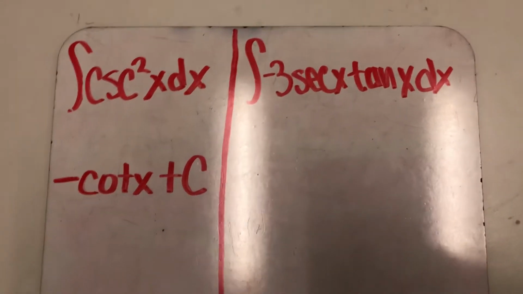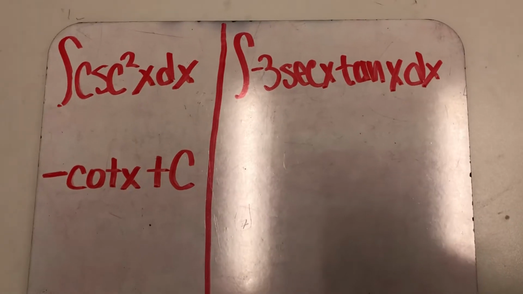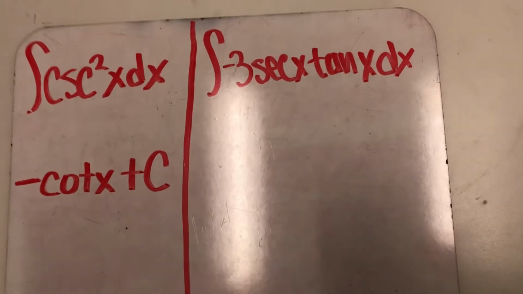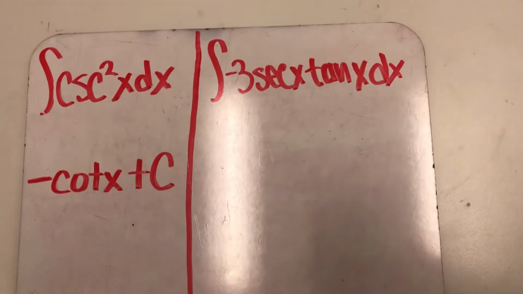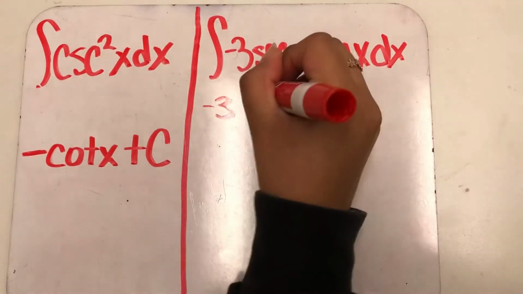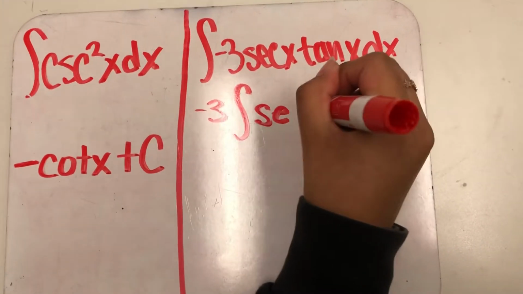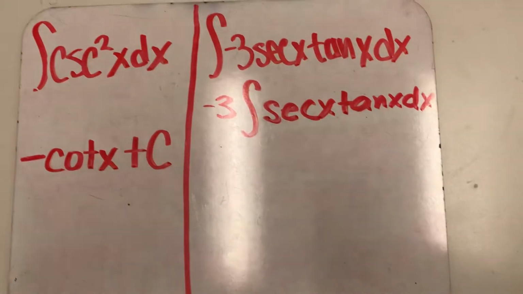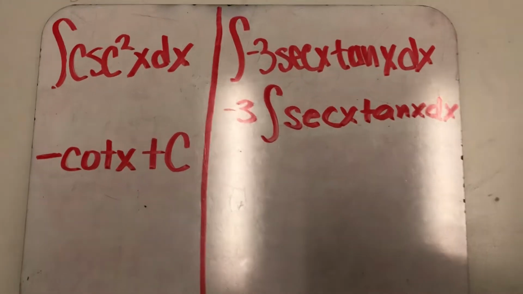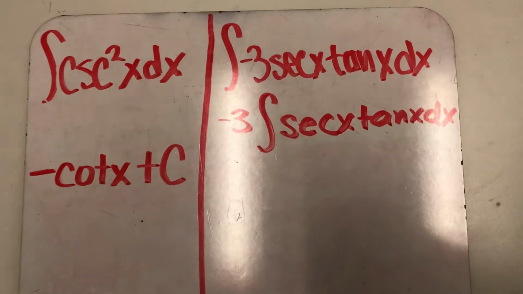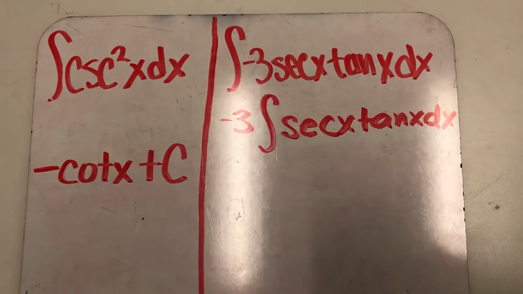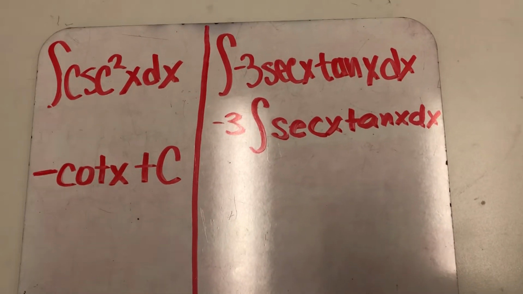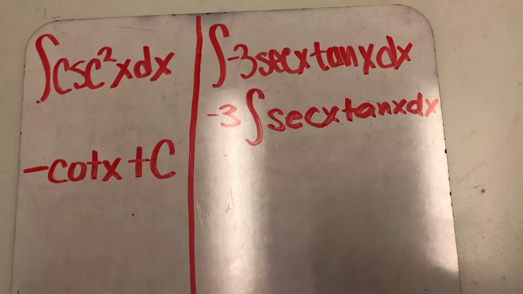Our final one is the indefinite integral of -3 times secant x tangent x times dx. Our first step is obviously to take out the constant, which is -3, and rewrite our equation that way. This is another one where we have to know our trig identities in order to solve it. We know that the derivative of secant x is secant x tangent x, so that automatically is our antiderivative.